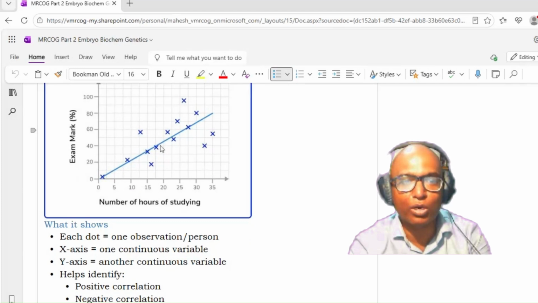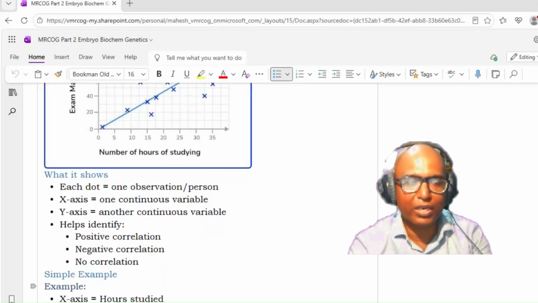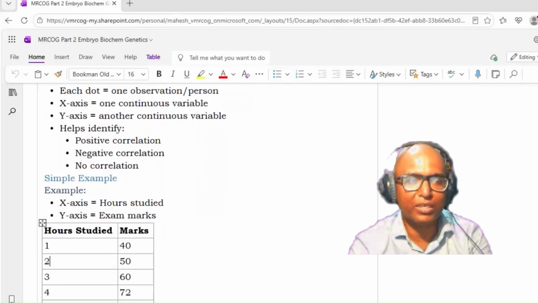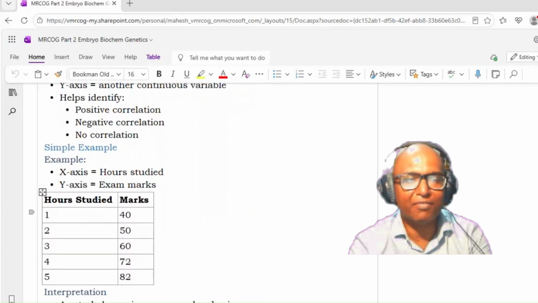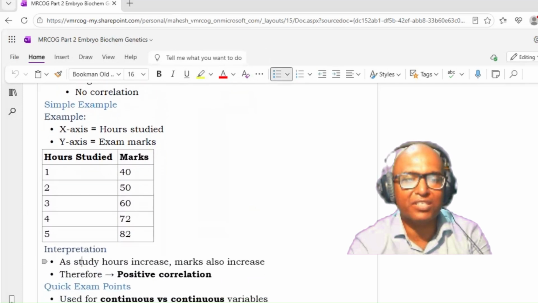Sometimes there may not be any correlation. These values will be just scattered. Most of the values will lie around this, so that is the positive correlation. If there is a negative correlation, it will be like that. Sometimes there may not be any correlation also. A simple example: the x-axis shows number of hours studied, the y-axis shows the exam marks. 1 hour of study, 40 marks; 2 hours of study, 50 marks; 3 hours of study, 60 marks, and so on. Interpretation: as study hours increase, marks also increase, therefore there is a positive correlation.